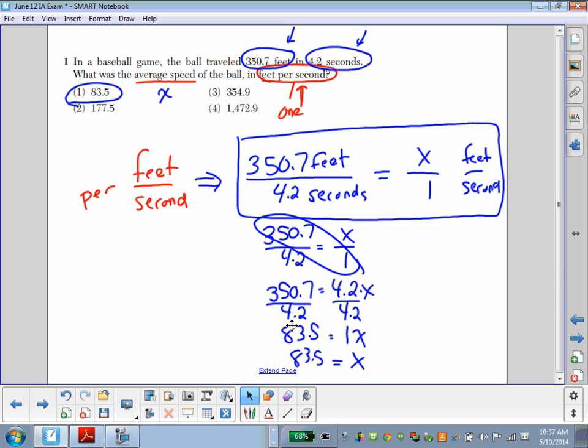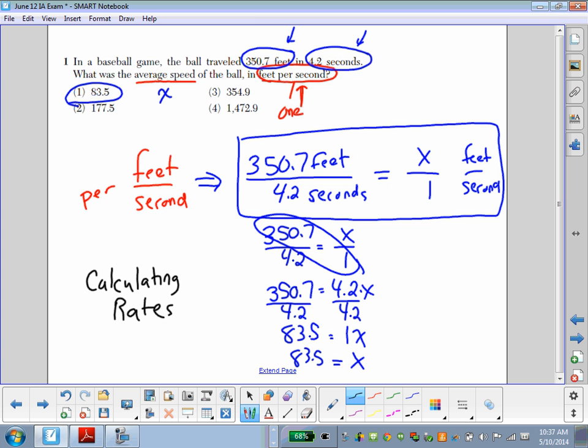This topic is called calculating rates. If you need more help on calculating rates, look on this website for a section entitled Calculating Rates. There will be an additional lesson and practice problems that you can do to help yourself learn this topic.